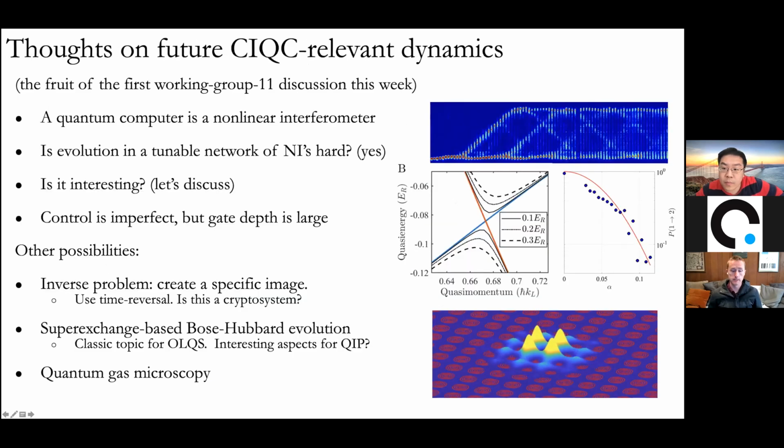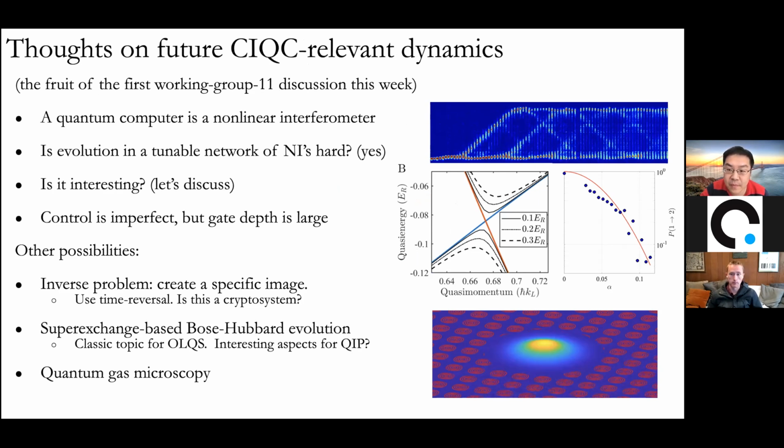So that's what I wanted to say quickly about our current work on dynamics as a possible seed for future ideas. I also wanted to put up this slide with some other thoughts on future CIQC relevant dynamical experimental possibilities. This is really the fruit of a discussion that Dan and Wes and Ehud and I had in our capacity as members of CIQC Working Group 11 earlier this week.